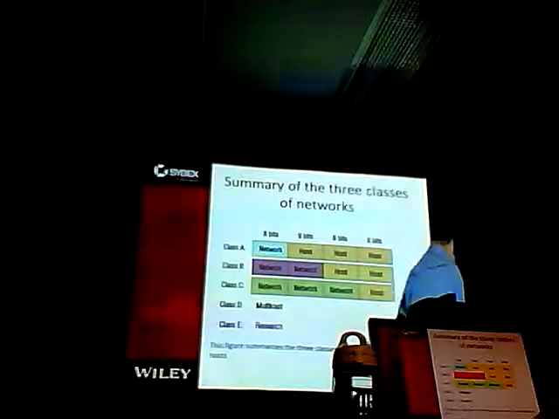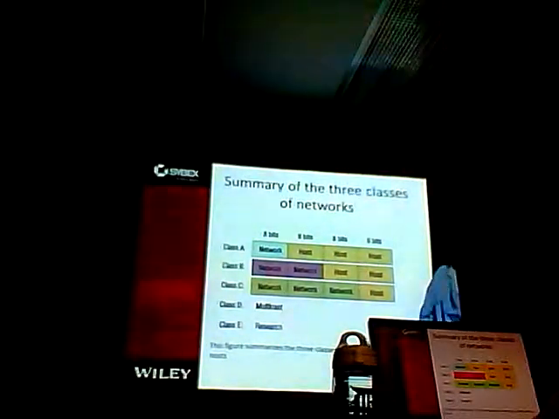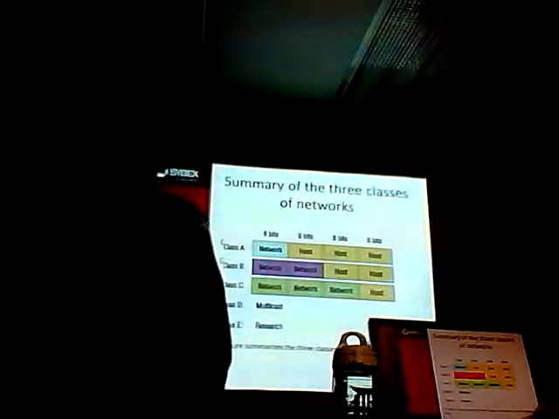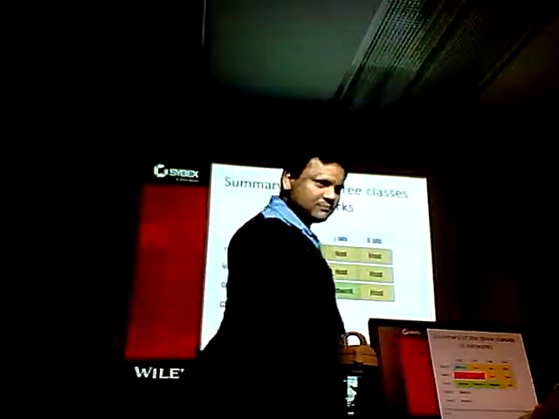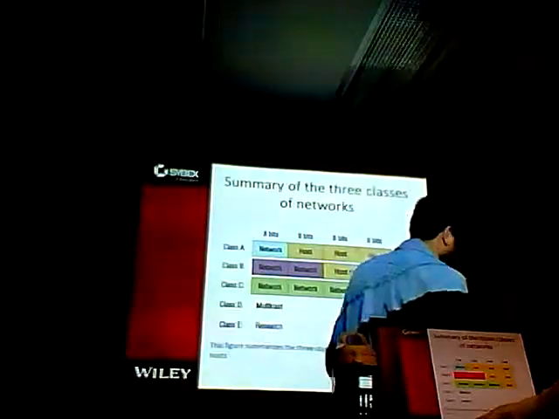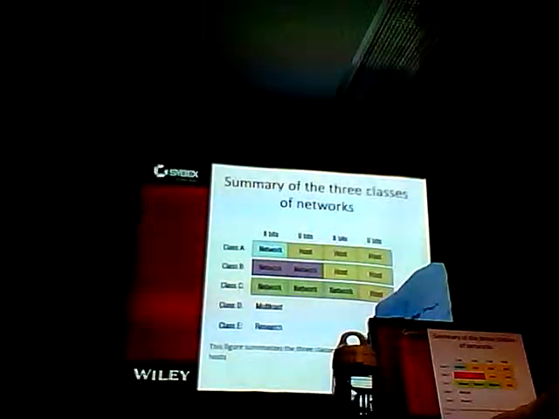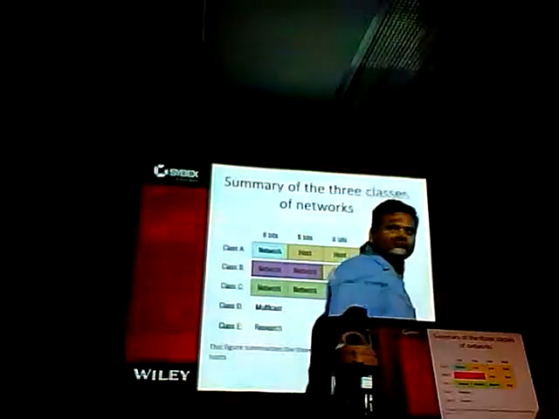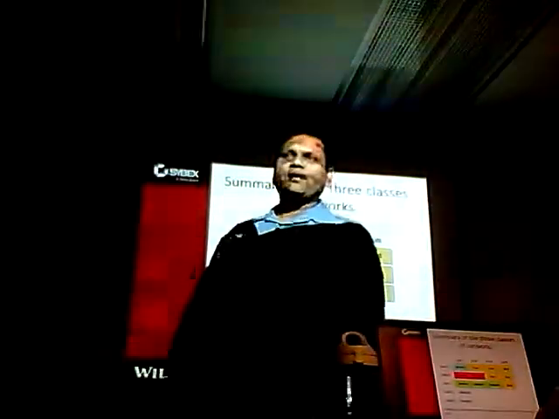If you have class D here, what's gonna be there? 224 to 239, right? So it'll be 239. If you add one more, it's gonna be 255. That's why they made it like that.